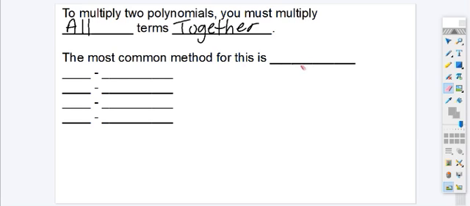The most common method for multiplying polynomials is called the FOIL method. And this is the method I learned when I was in school. This is the method your folks probably learned when they were in school. And so I am going to show you this because you could potentially see this pop up on something. This is not the method we will use regularly.